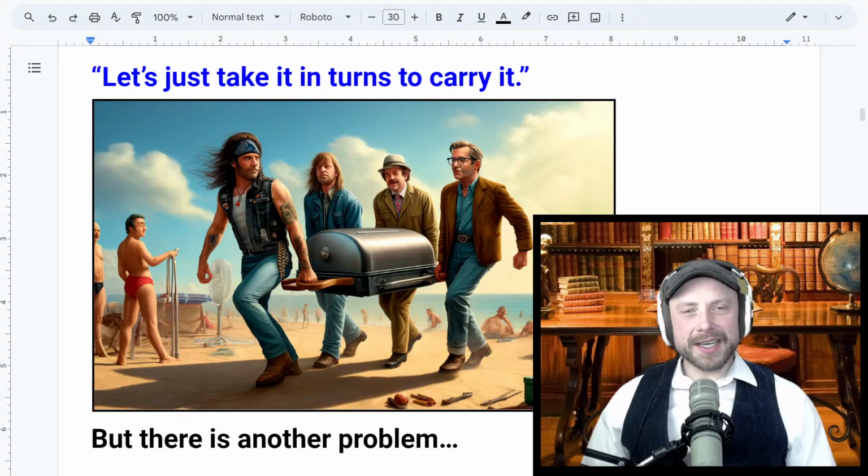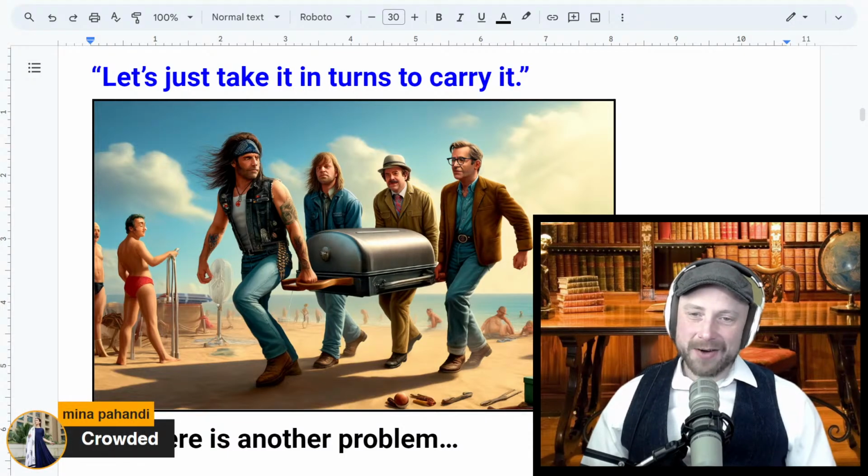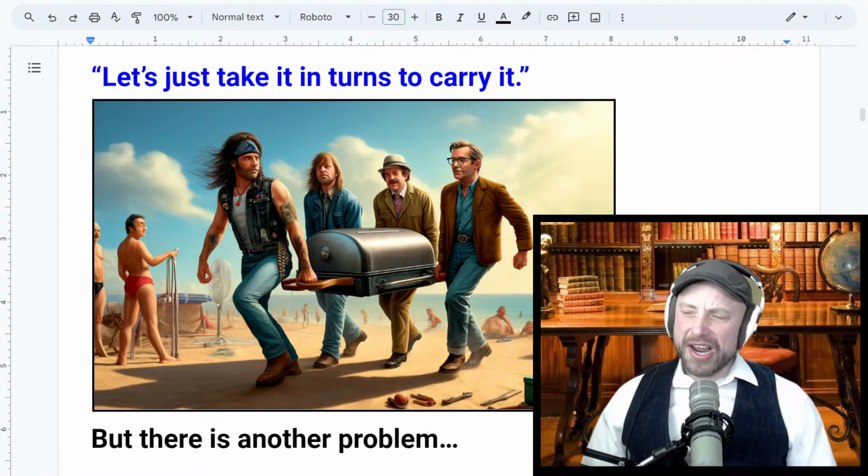You see, most of the beaches in England, they have a problem. Well, Mina says the beach is crowded. Actually, that's not really the problem with beaches in England. It's quite rare that the beaches in England are that crowded.